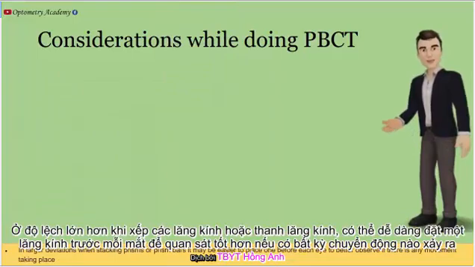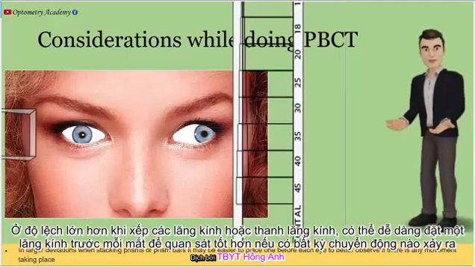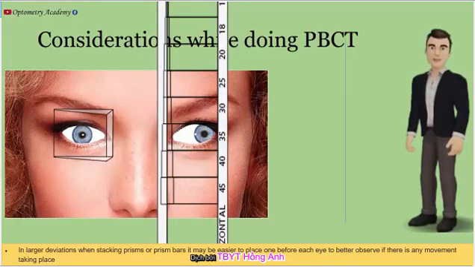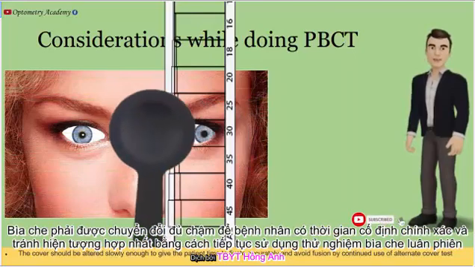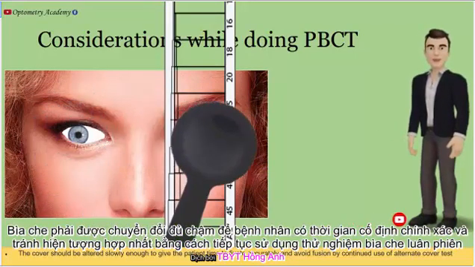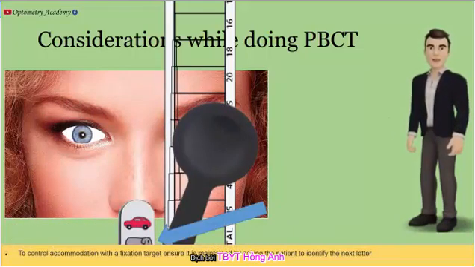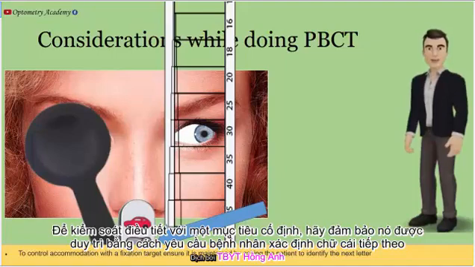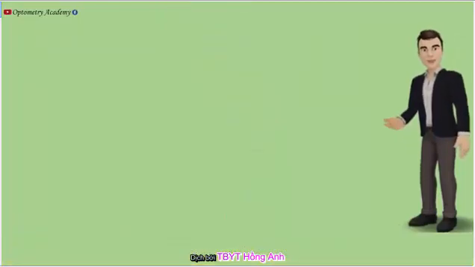In larger deviations when stacking prisms or prism bar, it may be easier to place one before each eye to better observe if there is any movement taking place. The cover should be altered slowly enough to give the patient time to fixate accurately and avoid fusion by continued use of alternate cover test. To control accommodation with a fixation target, ensure it is maintained by asking the patient to identify the next letter.